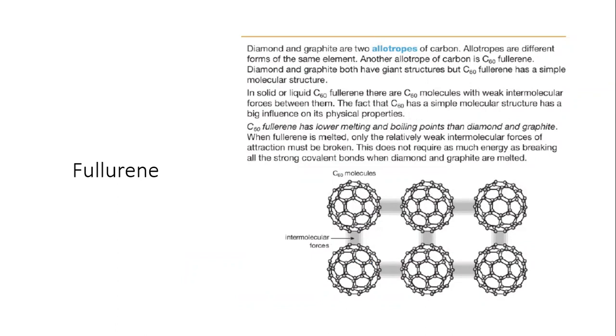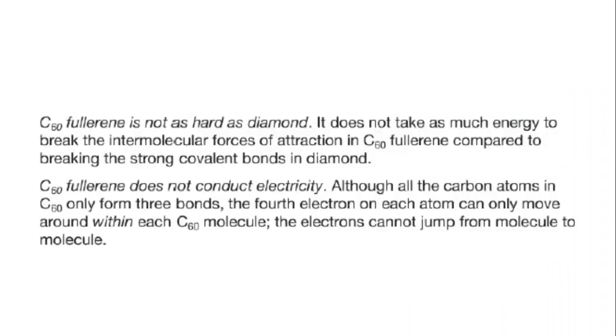That is why C60 cannot conduct electricity, but graphite can, because in graphite, the electrons can move from one layer to another. So that is why your C60 fullerene does not conduct electricity, because the fourth electron on each atom can only move within the C60 molecule. They cannot go from one molecule to another because it's a molecule, right?